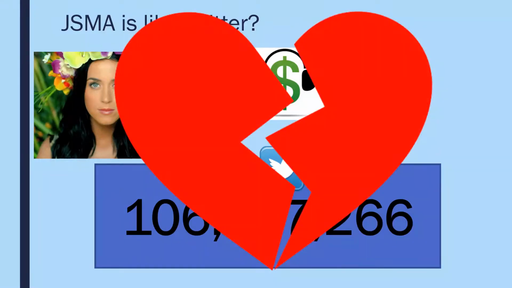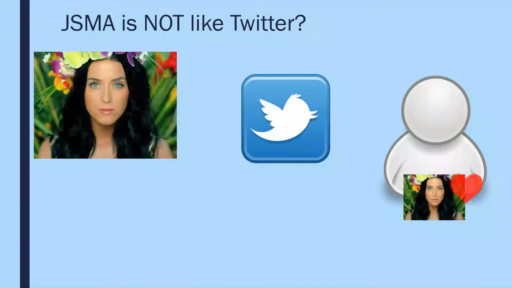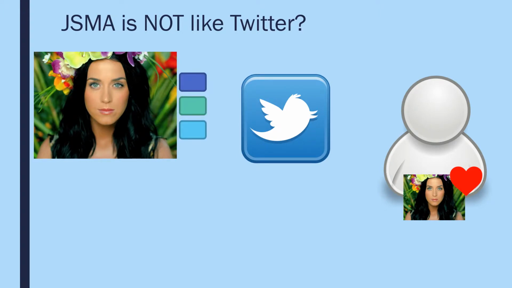So JSMA works like Twitter? Well, sorta, but not really. Because with Twitter, you subscribe to the feed of the producer of the messages. The producer generates any number of different kinds of messages, and you get all of them that the producer generates. But if Twitter were to work like JSMA, it would look something more like this.